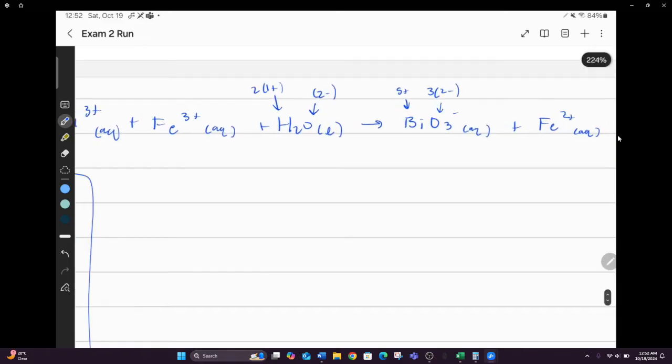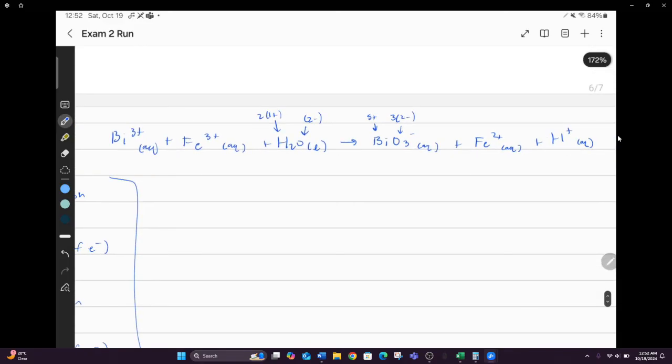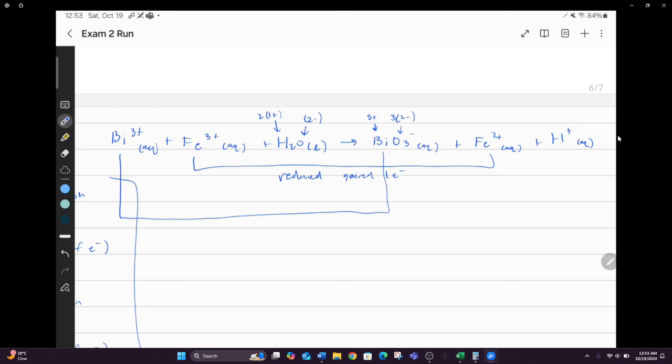To determine what got oxidized or reduced, we can see that Fe3+ went to Fe2+. It became more negative, so we know that it got reduced, and it gained 1 electron. And then our next one is Bi, bismuth. We can see it went from 3+ to 5+. It got oxidized, and it lost 2 electrons.